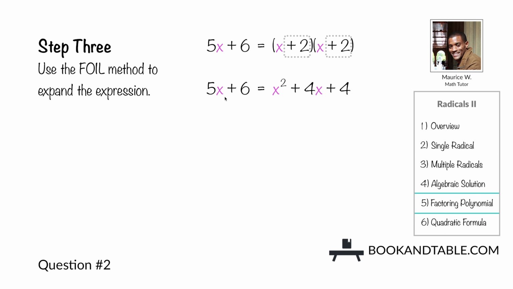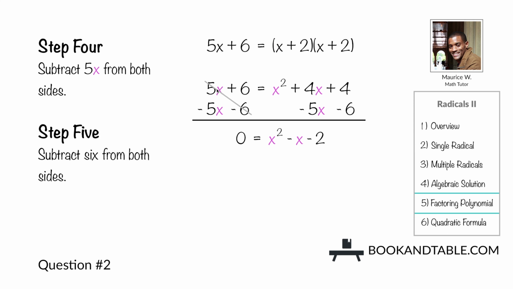So now we want to get 0 on one side of the equation. So step 4, subtract 5x from both sides. And step 5, subtract 6 from both sides. 5x minus 5x is 0. 6 minus 6 is 0. So that is how we get our desired 0 on one side. And now on the right side, 4x minus 5x is negative x. 4 minus 6 is negative 2. So we are left with the polynomial 0 is equal to x squared minus x minus 2.